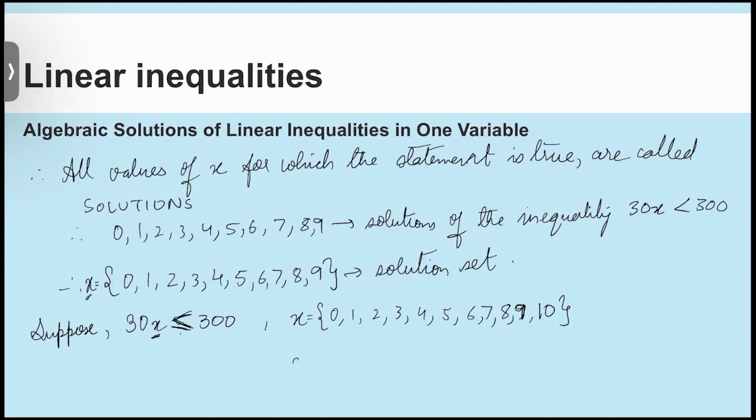Okay, so x equals 11 will still make the statement false. So we are still not considering x equals 11, the statement will be false. But if you add this condition that 30x can also be equal to 300, you will get another value of x that would be included in the solution set.